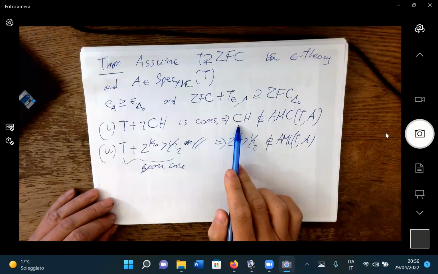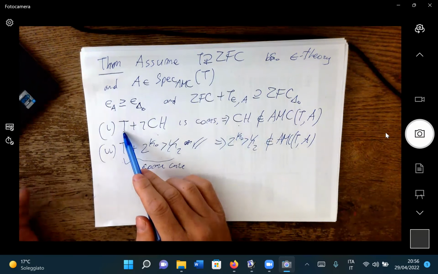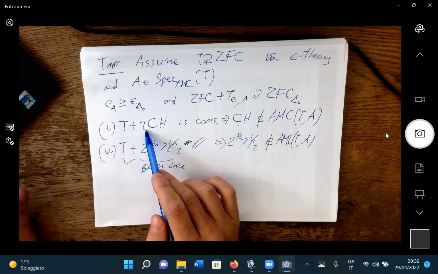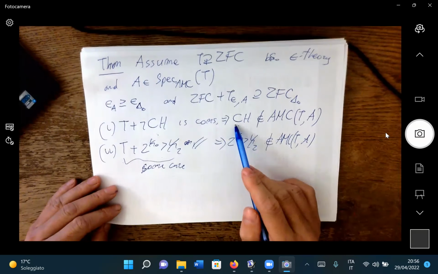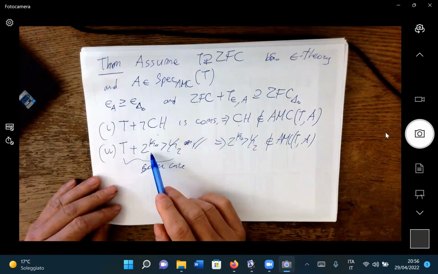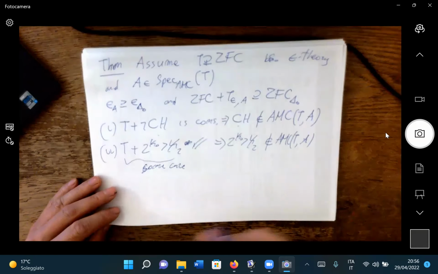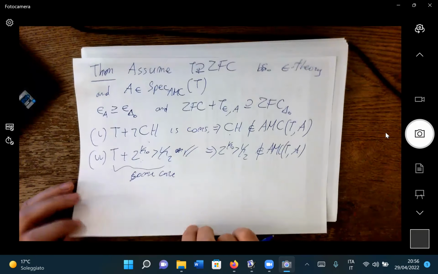So what happens is you can never put in the absolute model companion of some theory which extends ZFC and has not yet committed on the value of CH. You cannot put CH in the absolute model companion. Nor can you put 2 to the aleph 0 bigger than aleph 2. So it remains open whether you can put 2 to the aleph 0 equals aleph 2.